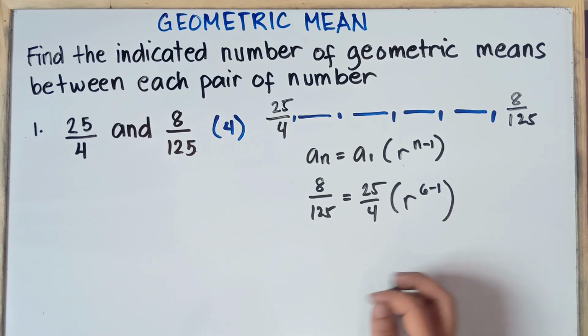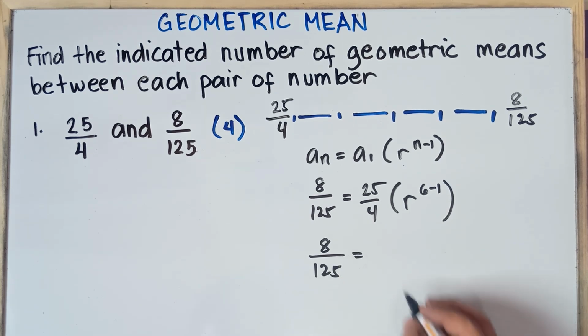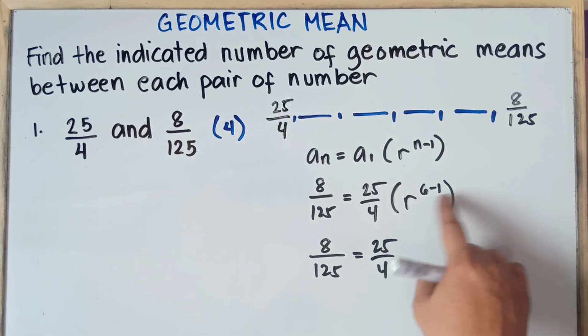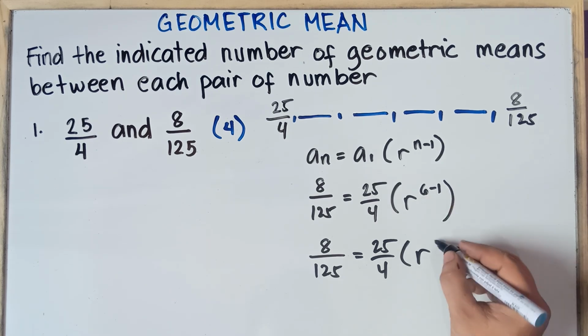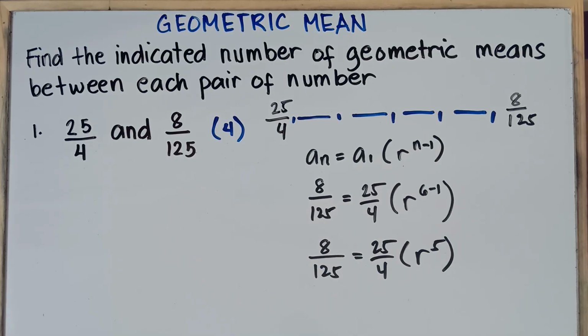So simplify this one first. Copy 8 over 125 equals 25 over 4, then 6 minus 1, that is 5. So open parenthesis, 6 minus 1, that is 5, then close parenthesis. Alright, so next step, class, is we need to eliminate this 25 over 4 so that the remaining equation will be only r raised to the power of 5.